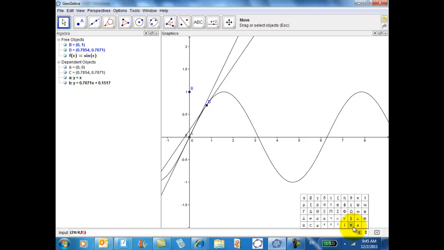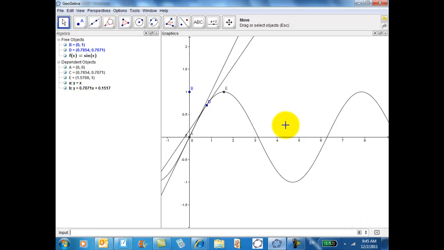Save me some. Oh, I could have cut and pasted. Oh, well, maybe next time. Boom, there's E. And now we go to graphing that tangent line. Point, line, boom. Right?